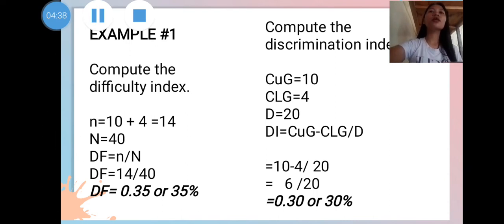So, bakit 20 yung D natin? Bakit 20 lang? Because the number either upper group or the lower group na gina-add natin before, so the upper is 20 and the lower is 20. So, therefore, the capital letter D is equal to 20. Now, substitute. This is our formula: DI is equal to CUG minus CLG divided by D. Then substitute 10 minus 4 equals 6. Then 6 divided by 20 equals 0.3 or 30%.